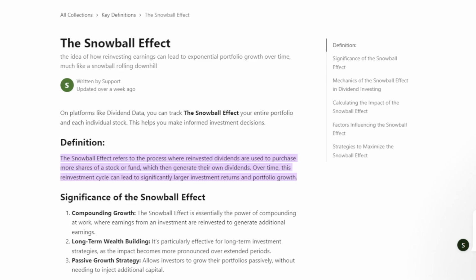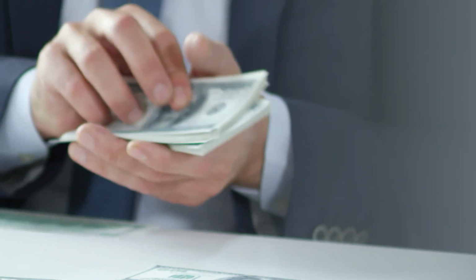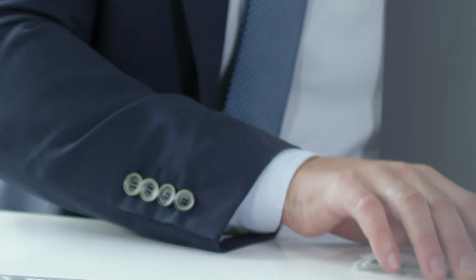According to dividenddata.com, the snowball effect is the idea of how reinvesting earnings can lead to exponential portfolio growth over time, much like a snowball rolling downhill. It also says the snowball effect refers to the process where reinvested dividends are used to purchase more shares of a stock or ETF, which then generate their own dividends. Over time, this reinvestment cycle can lead to significantly larger investment returns and portfolio growth.